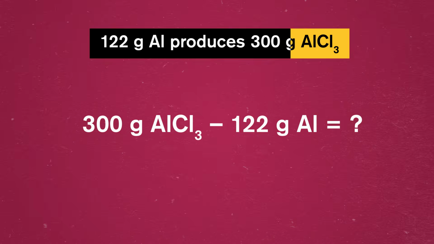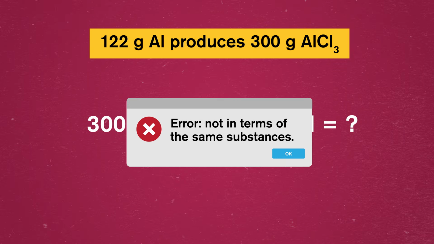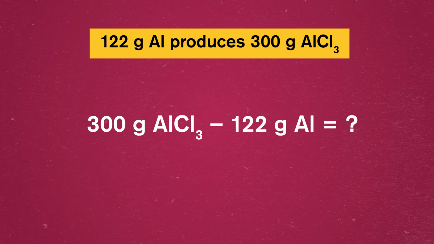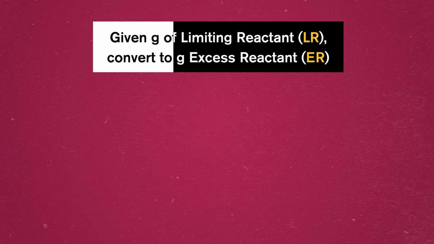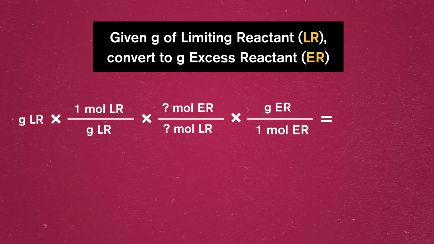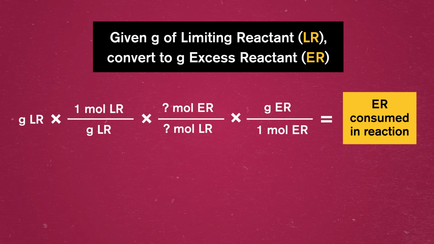Like I mentioned, we can't just subtract grams of aluminum from the reaction's aluminum chloride yield. To find our excess aluminum, we need to work in terms of grams of aluminum only. So what we need to do is add one more stoichiometry step to our calculation, complete with its own mole ratio. We need to convert the given amount of our limiting reactant to grams of our excess reactant to find out how much excess reactant was consumed in the reaction.